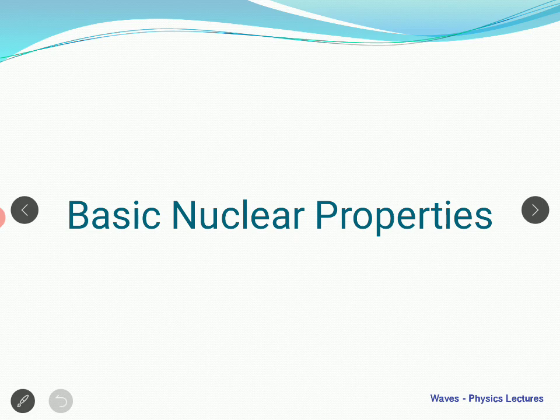So when we talk about the nuclear properties, some of the models that we should know are the semi-empirical mass formula, which comes from the liquid drop model. We should also know a bit about the shell model and so on. These all come under the theory of the nucleus.